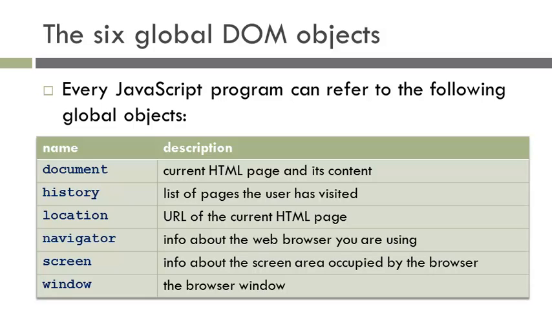They are document, which is the current HTML page and its content; history, which is a list of pages that the user has visited; location, the URL of the current HTML page; navigator, information about the web browser you are using; screen, information about the screen area occupied by the browser; and window, which is the browser window itself.